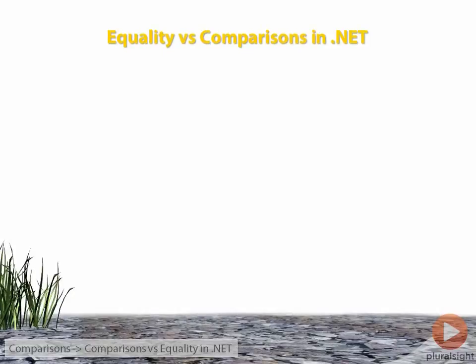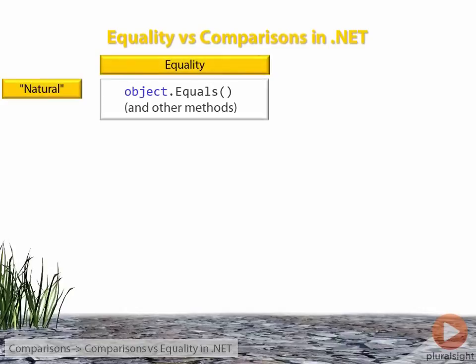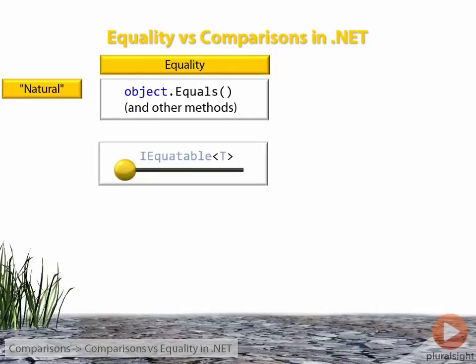Now you've seen some examples of how .NET supports natural comparisons. It's worth stepping back a moment to compare comparisons with equality. The three main tools we have used for natural equality are the object.Equals and related methods, the IEquatable<T> interface, and the two operators.